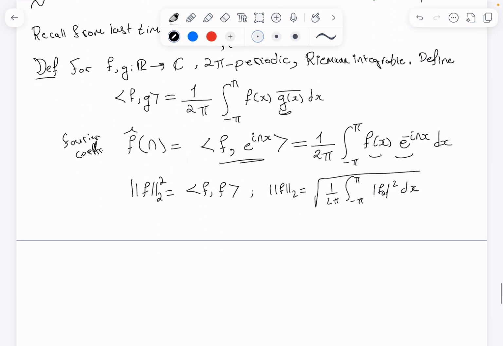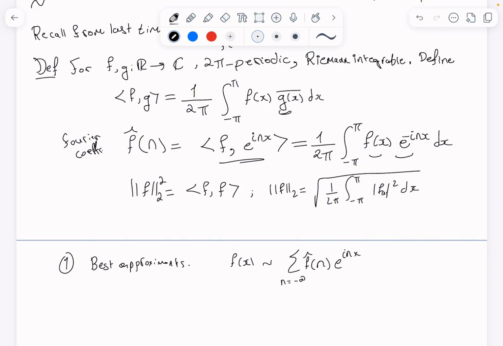So our plan for today is to introduce the notion, or to actually prove a fact about so-called best approximants. Like we mentioned in the previous video, that we're interested in representing functions that are 2 pi periodic as a sum of the form the nth Fourier coefficient multiplied by e to the i n x as n runs from minus infinity to infinity. And we mentioned that one goal is to try to make sense of what this notation means. Can we ever have equality? Can we ever have convergence?